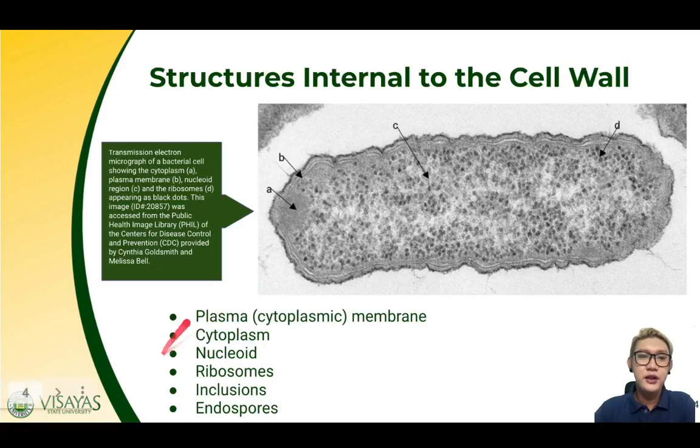Okay. So this is a transmission electron micrograph of a bacterial cell that shows the different structures that are found inside the bacterial cell. So they have a plasma membrane that is underneath the bacterial cell wall. So we will be talking about all the components here. Last time we talked about those that are found external. Then we also talked about the cell wall itself, and now those that are found internal to the cell wall. So the bacterial cell has the plasma membrane, the cytoplasm, the nucleoid, ribosomes, inclusions, and endospores.